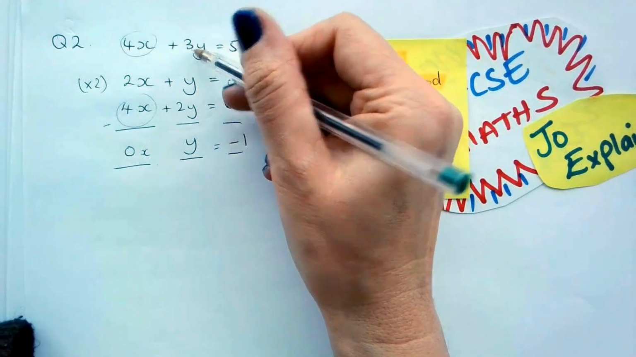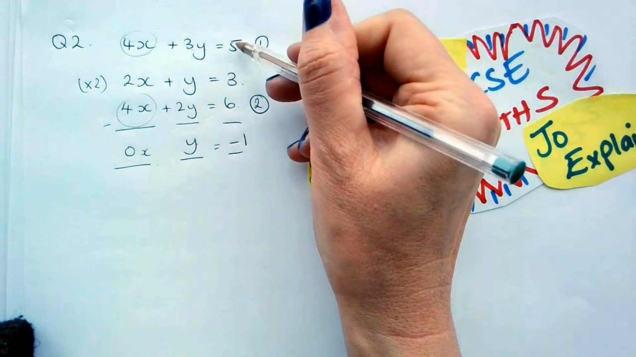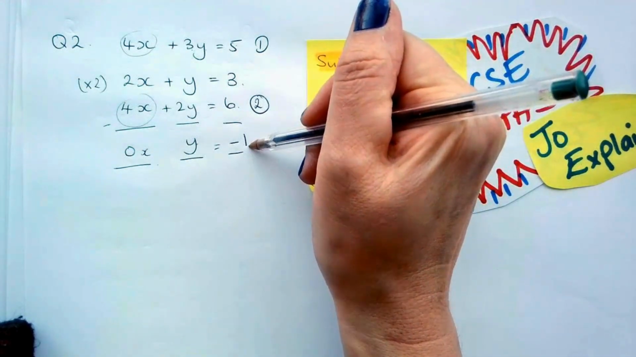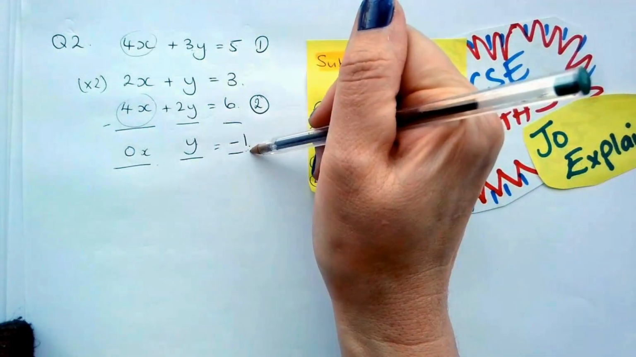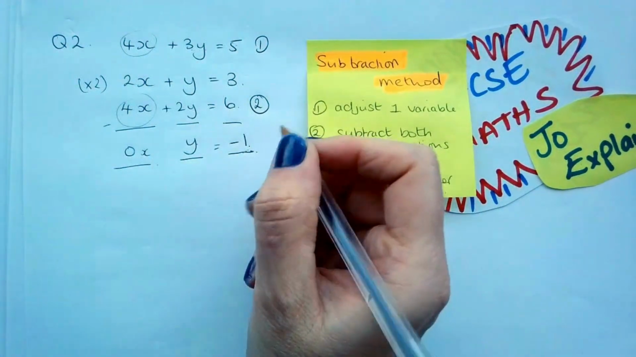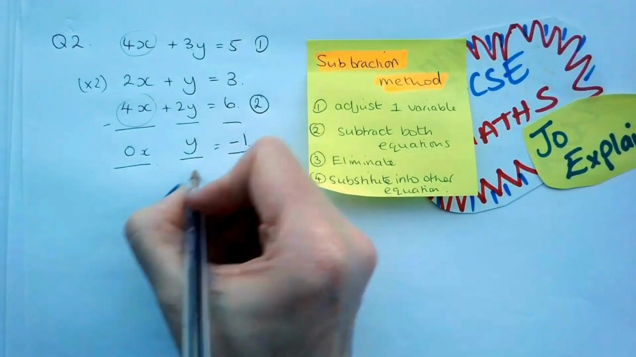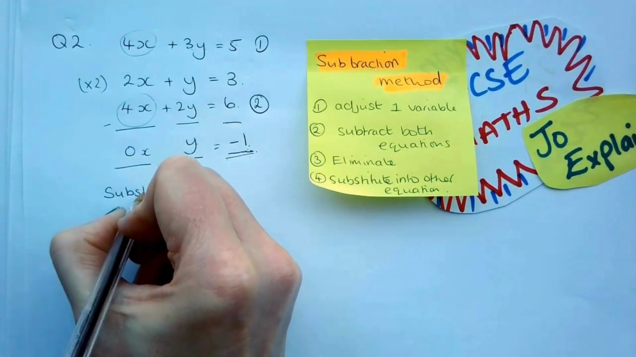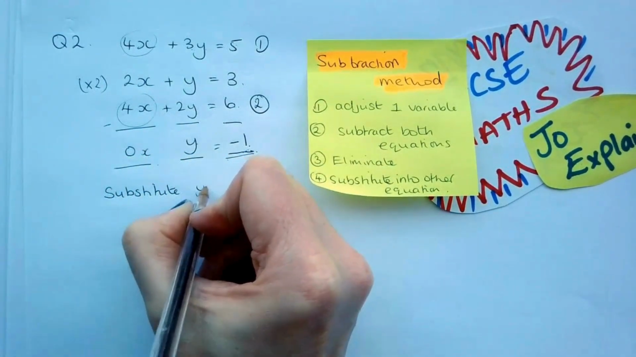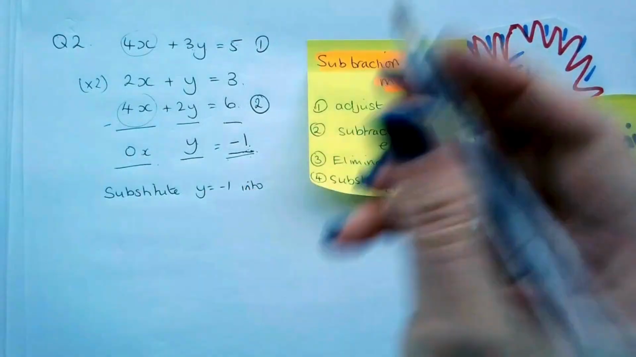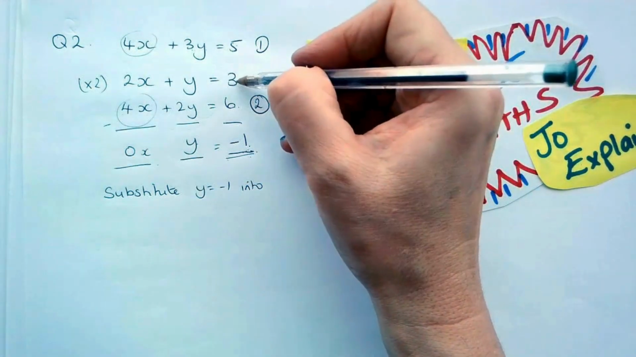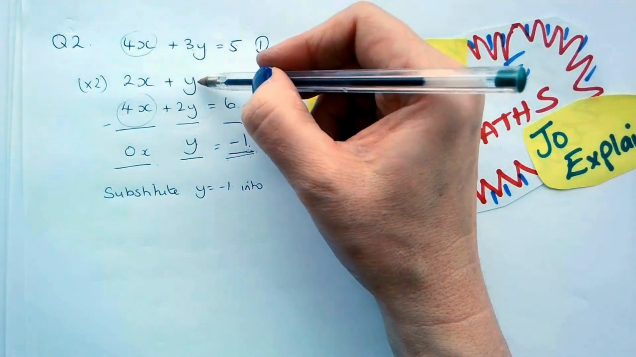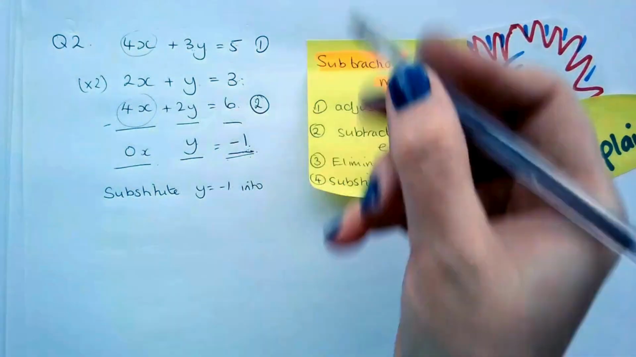That's important to make sure you do it the same way around. There's no point in saying 3y take away 2y is 1y, and then 5 take away 6 or 6 take away 5 and doing it the other way around to give you a positive answer. That will then mess up, your answer will be wrong. Okay, so we've got one value, y equals negative 1. So now what we're going to do is substitute y equals negative 1 into, and you can choose any of these. In fact, you could choose that one if you wanted to, and I think that's probably a good idea because you don't have to multiply at all. So let's go into that one.